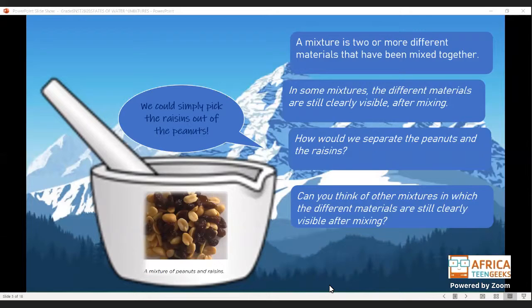So I don't mind staying on the slide while you write it. So yes, you can actually separate them. You just pick them. Yes, well done, Zaina. It is hand sorting. That's exactly what we're going to get to. So you literally take your hand and you sort them with your teeny weeny fingers, and you separate your raisins in a pile and you separate your peanuts in a pile.